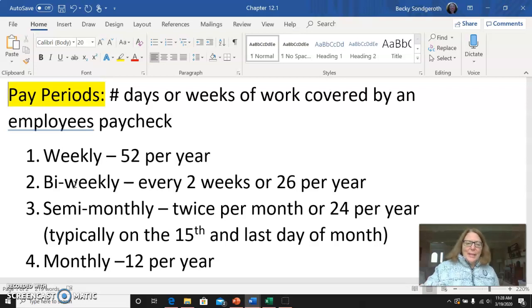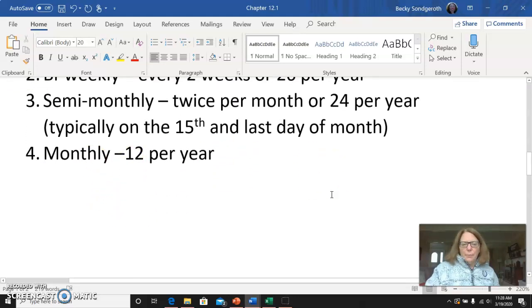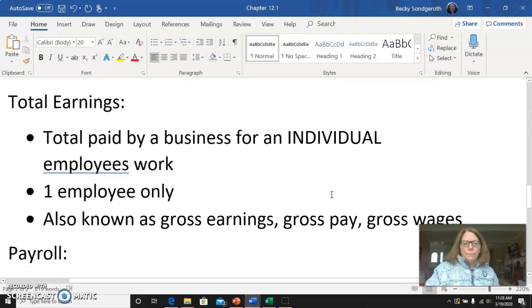Semi-monthly is just slightly different. That's saying that I'm going to get paid twice per month. So 24 times per year, because there's 12 months in a year, twice per month, 24 times. It's typically going to be on the 15th and then the last day of the month, the 28th, 30th, 31st. And then monthly is the last one here. It's getting paid 12 times per year, and that's really pretty rare.